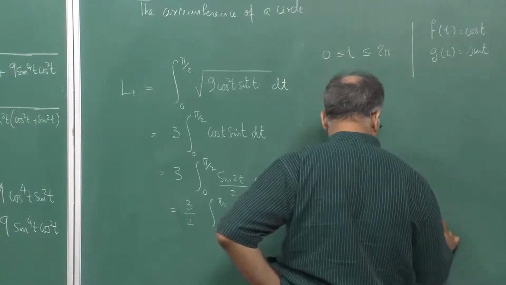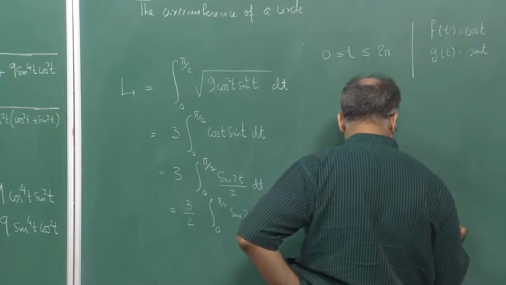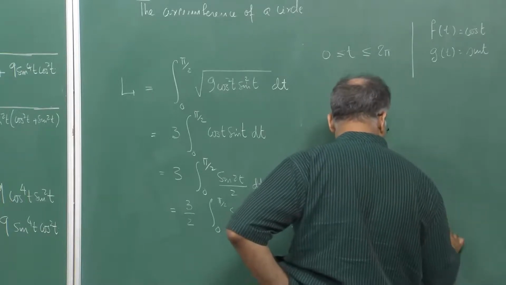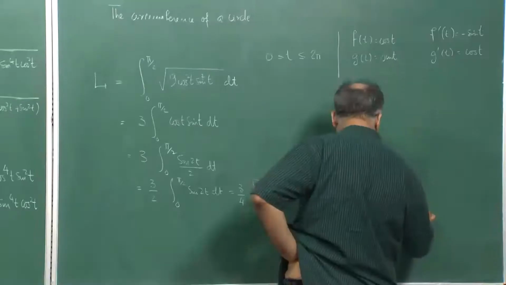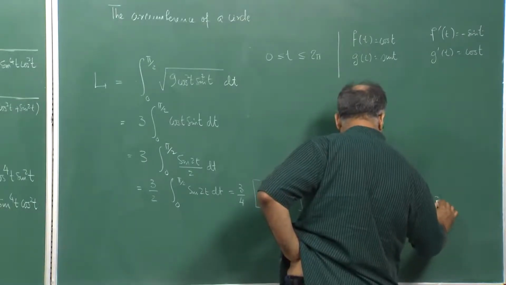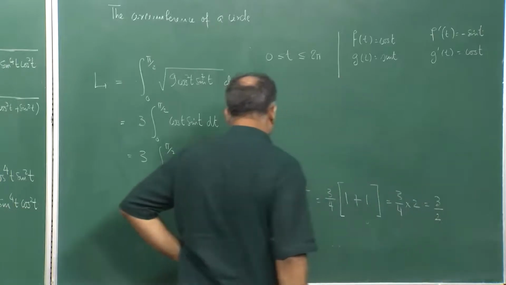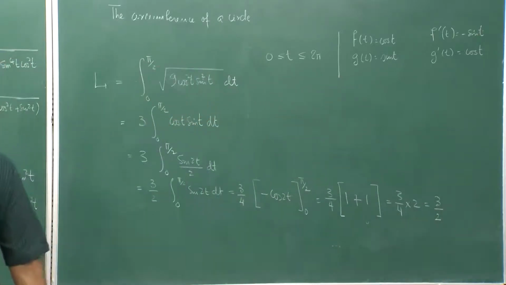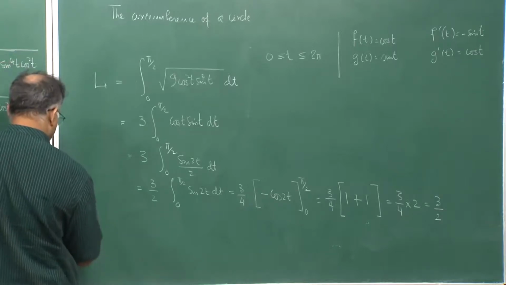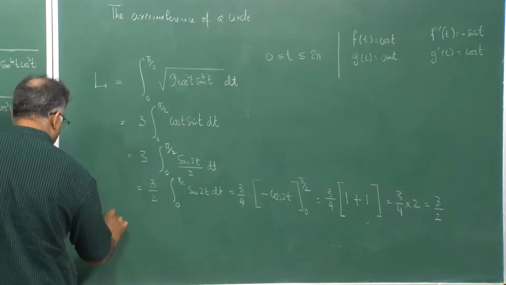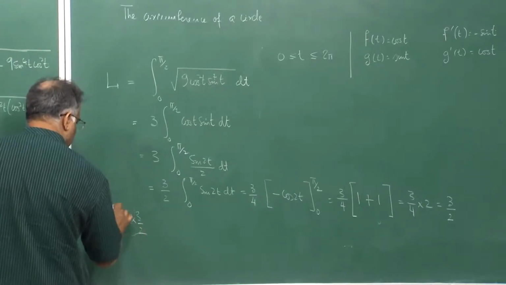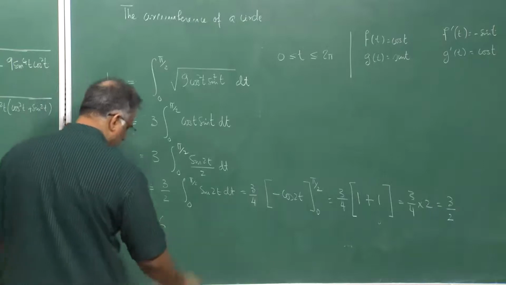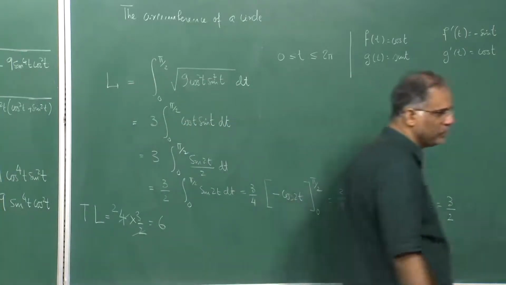it is 1 minus, plus cos 0 is 1, it is 2. So, it is 3 by 4th into 2, which is equal to 3 by 2. So, 3 by 2 is the answer for this part only. So, for the length of the whole curve, the total length TL is 4 into 3 by 2, which is 6 units, whatever units you want.